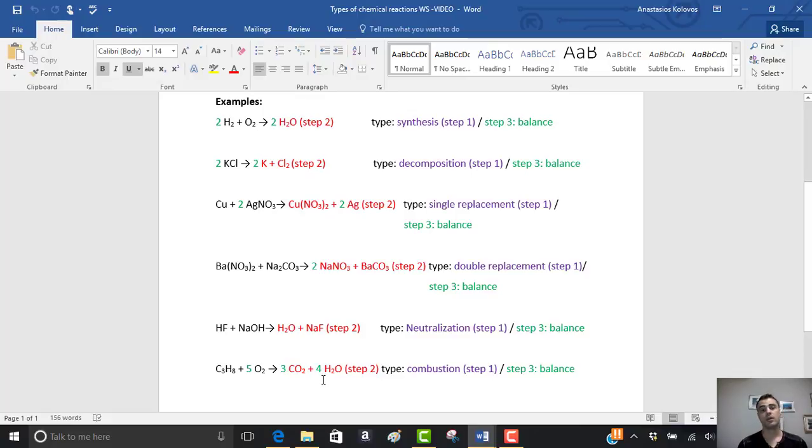So, in this tutorial, I showed you how to predict the products if I give you the reactants, and how to balance the equation. In summary, to predict the products, you need to figure out first what type of chemical reaction you have. Second, based on the type of chemical reaction, you write the products and you make sure you balance the formulas. And third, you balance the chemical equations.